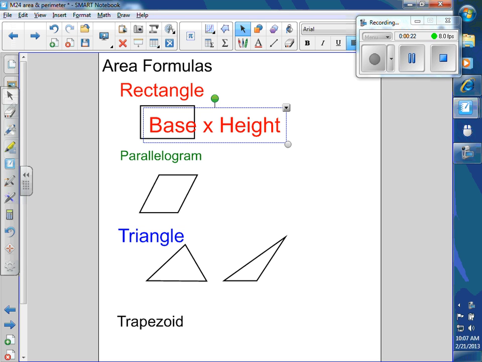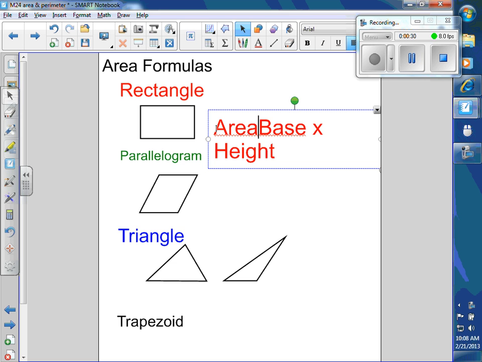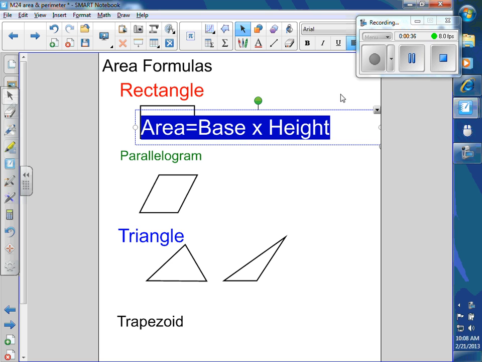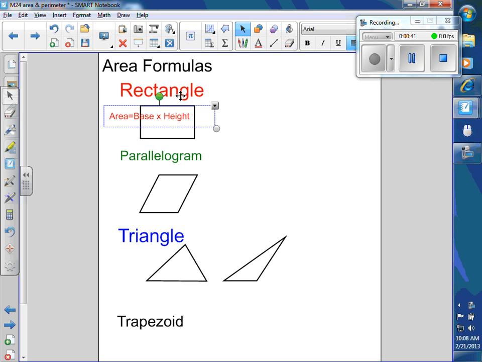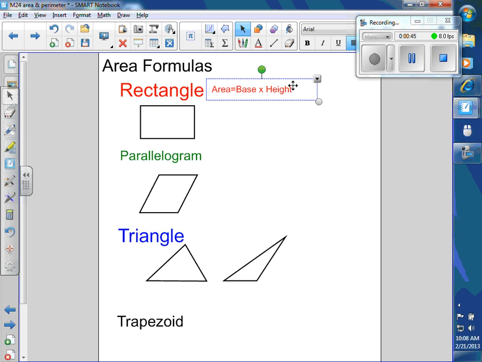Okay, so we're just doing a quick review of formulas for area. These are all going to be area formulas. Well, I could copy it, but to get new words in there, I needed to type it. So that's the thing for a rectangle area, and it's also the thing for a parallelogram area.